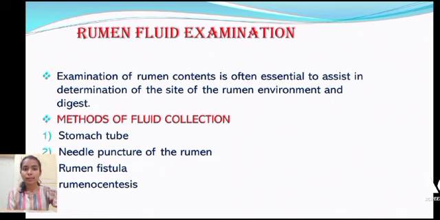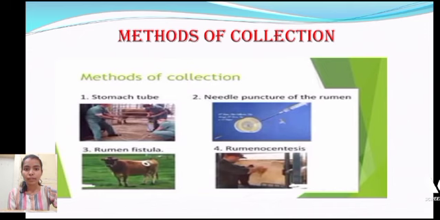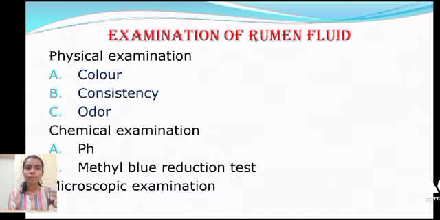First let us discuss rumen fluid examination. Examination of rumen content is often essential in determining the state of the rumen environment and digestion. There are different methods of collecting the rumen fluid. They are the stomach tube method, needle puncture of the rumen fistula, and ruminocentesis. These are the methods of collecting the rumen fluid.